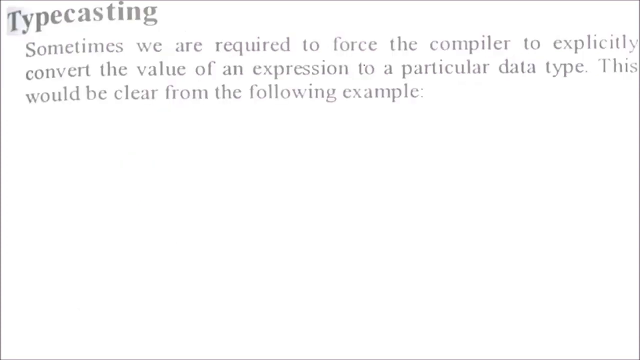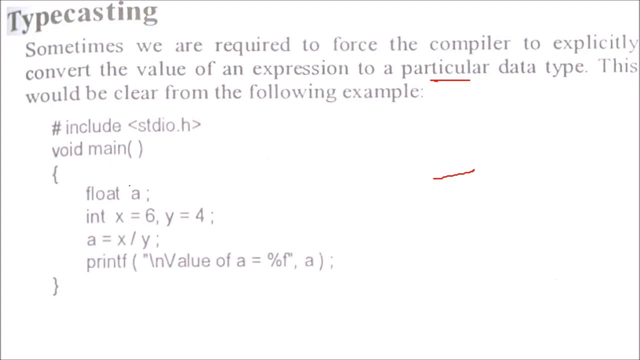Typecasting. Typecasting is what? We want to force the compiler to explicitly convert the value of an expression to a particular data type. Let me give an example. Here we have a simple example where x equal to 6 and y equal to 4. So x by y is what? 6 by 4. And this will give you 3 by 2, that is 1.5.